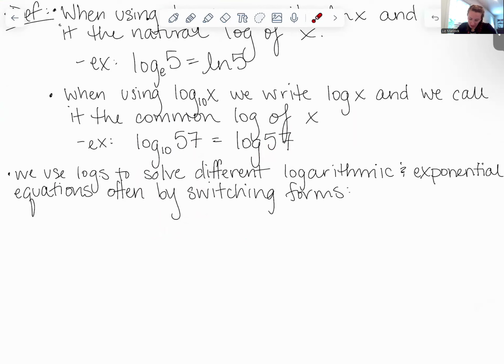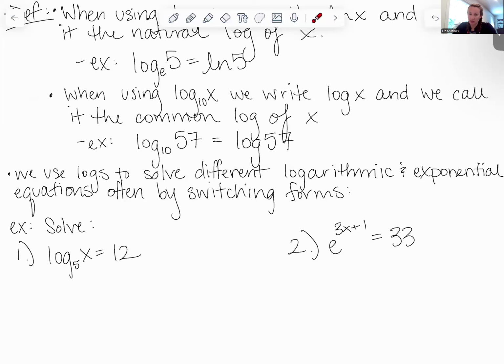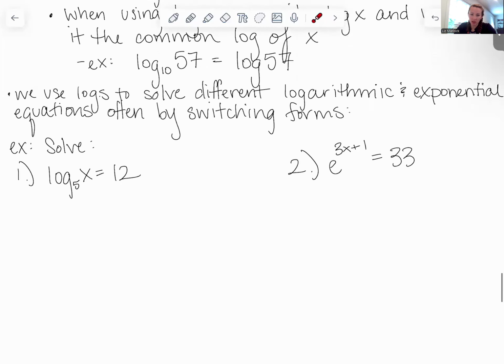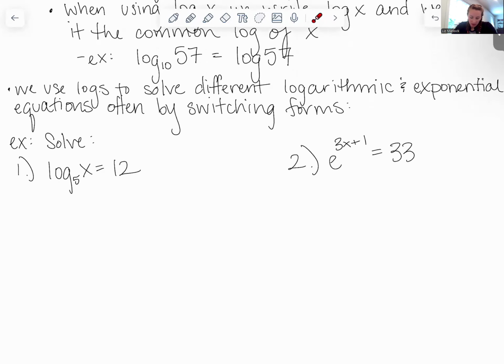Okay. So we use logs to solve different logarithmic and exponential equations, and we often do this by switching forms. We'll see more complicated examples later, but for now, let's just start with these. Here, we've got log base 5 of x is equal to 12. Oftentimes, it's a good idea to start with just switching forms if you have a log function and you don't know what to do with it. It's often a good place to start, even if it doesn't end up being what you needed.